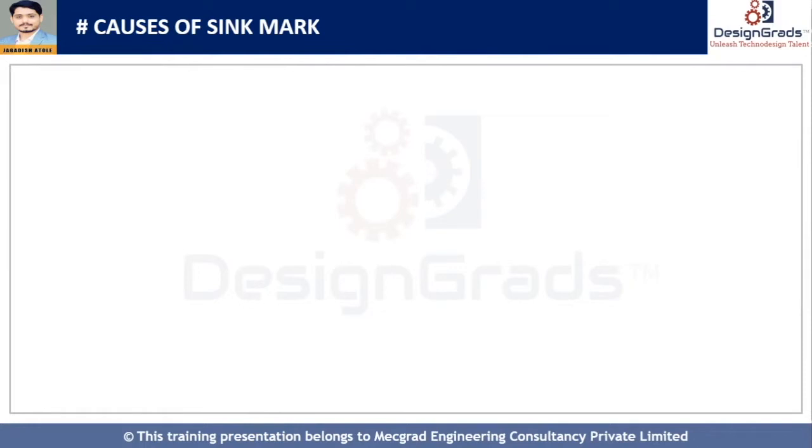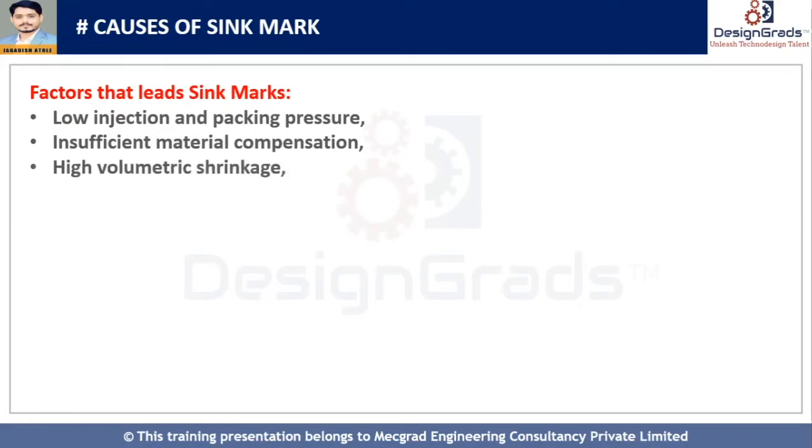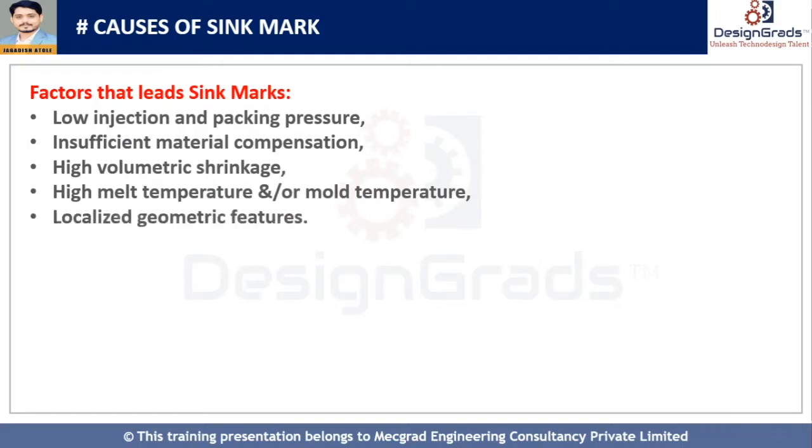As we discussed, sink marks are caused by localized shrinkage of materials at thick sections without sufficient compensation when the part is cooling. This occurs because of unbalanced heat removal or similar factors. The factors that lead to sink marks are low injection and packing pressure, insufficient material compensation. Early gate freeze off or low packing pressure may not pack or fill the cavity properly. The third factor is high volumetric shrinkage, then high melt temperature or mold temperature, localized geometric features.